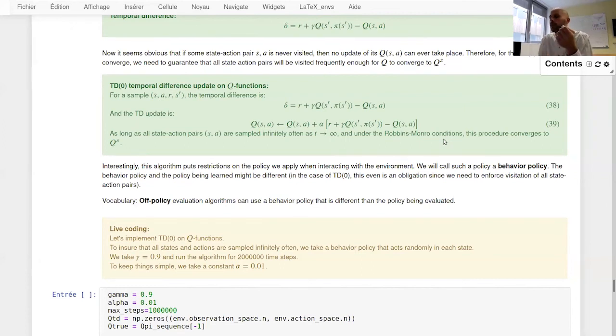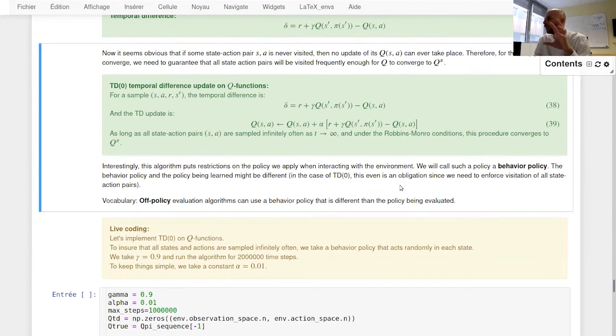Interestingly, this algorithm puts restrictions on the policy that we should apply when we're interacting with the environment, because that's the policy that will provide us with these S, A, R, S prime samples. We call such a policy a behavior policy, and this keyword will come back regularly in the classes, not only this one, like most classes of RLVS. The behavior policy and the policy being learned might be different. In the case of TD0, this is even an obligation since we need to enforce the visits to all state-action pairs while we're evaluating a single policy. So we're just introducing a bit of vocabulary here. I'm not going to insist on this, but I would like you to have this vocabulary written somewhere. Off-policy evaluation algorithms are algorithms that manage to use a different behavior policy than the one that they evaluate. This is precisely the case for TD0.